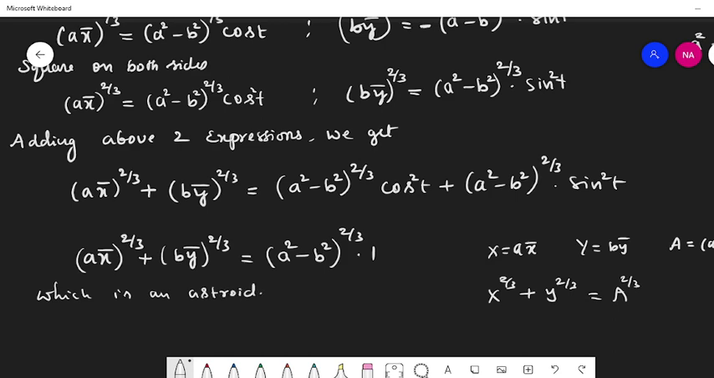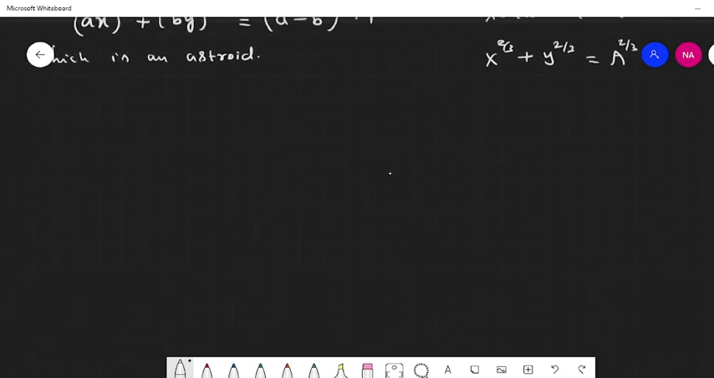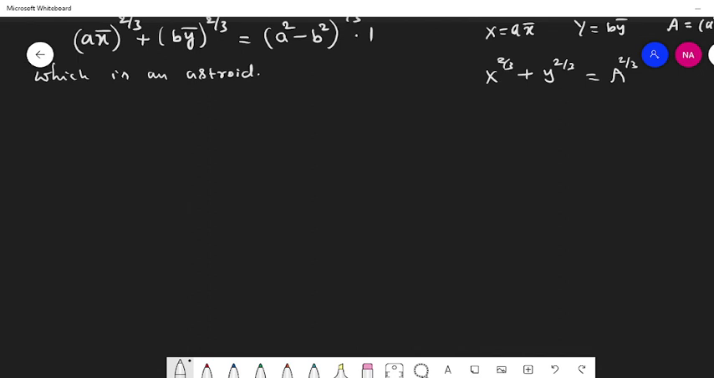So this proves that the evolute of an ellipse is an asteroid. In a similar way, you can determine the evolute of a hyperbola. That is similar. Next, that you can take as an exercise: find the evolute of a hyperbola. You get an asteroid only.